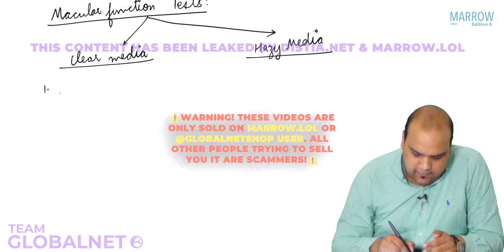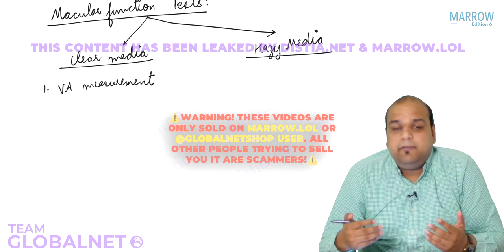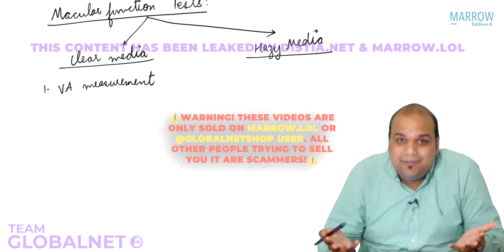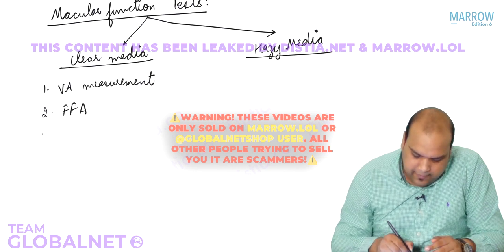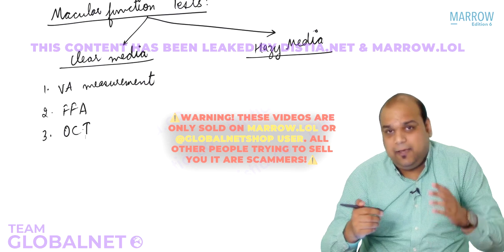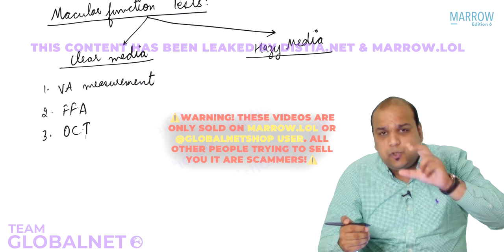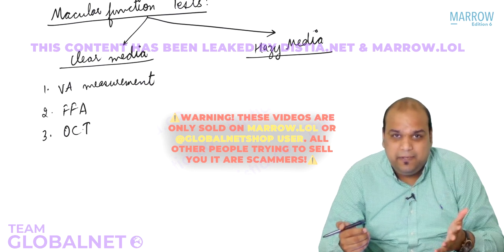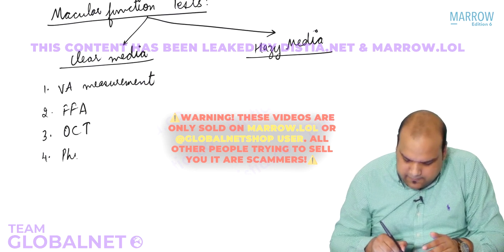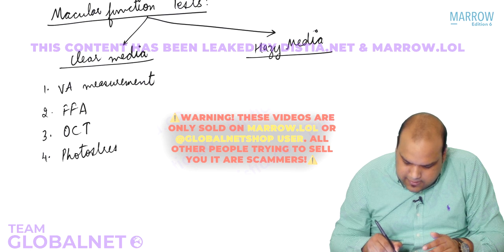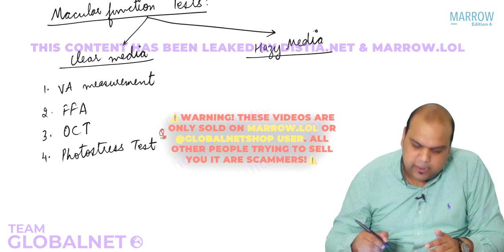For clear media, we can do first of all visual acuity measurement. Simply we are recording the vision. If the central vision is lost, the vision will be less on Snellen's chart. Yes. Secondly, we can do FFA. Thirdly, we can do OCT. FFA we have seen already that there will be leakage at the macula. FFA, OCT, it will show us the problem in the layer, everybody, which is affected at the macula. Fourthly, we can do a test which is known as photo stress test. The question was asked in NEET 2020 on this.